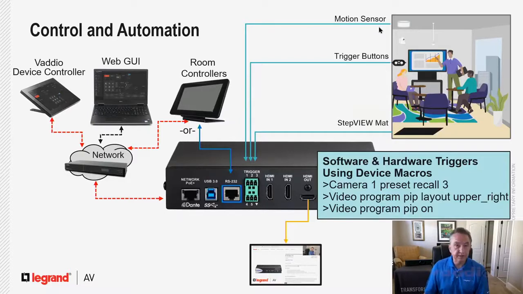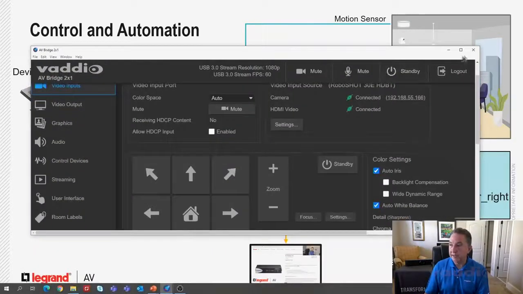You could have a motion sensor in the ceiling. You could have trigger buttons on the wall. Vadio sells a device to do trigger buttons. You could have a step mat. I could have a step mat in front of my whiteboard. When I step on it, it would automatically go there. And those all interface just through the 5 GPI triggers. So let's bring up the AV Bridge 2x1 web GUI and take a look at how that all works.